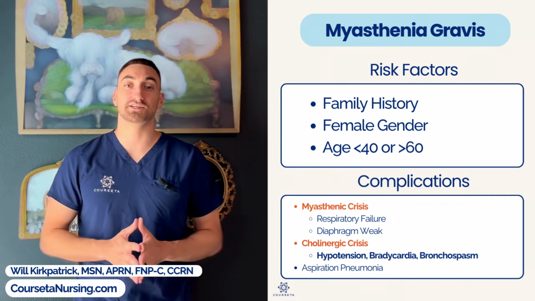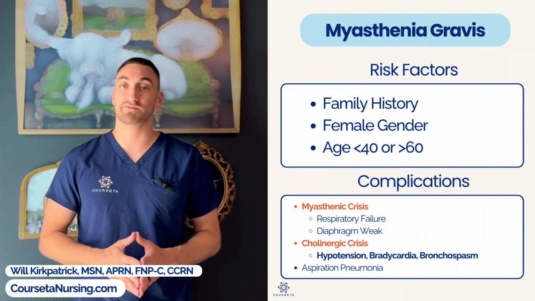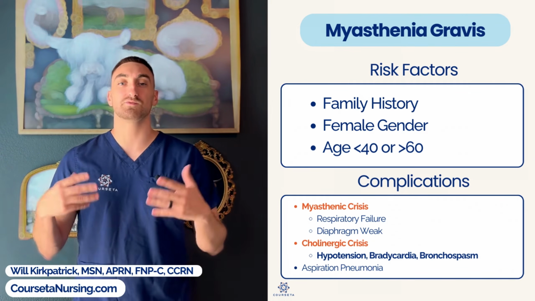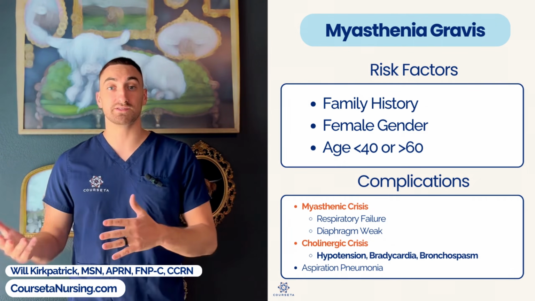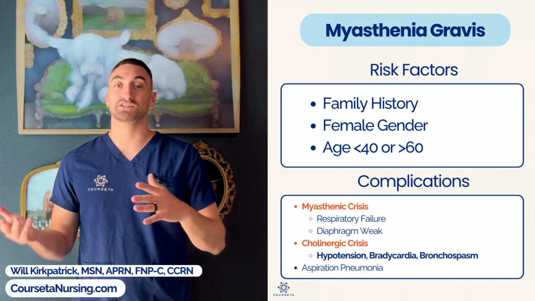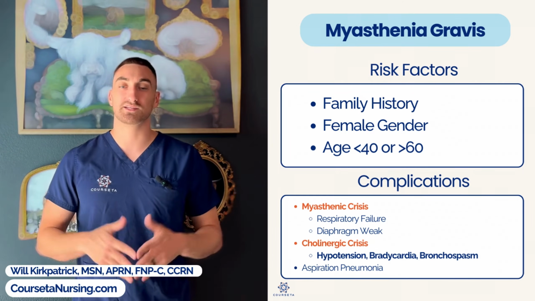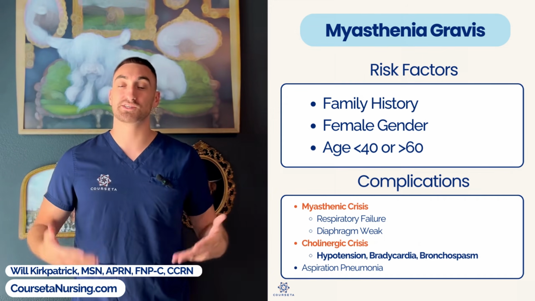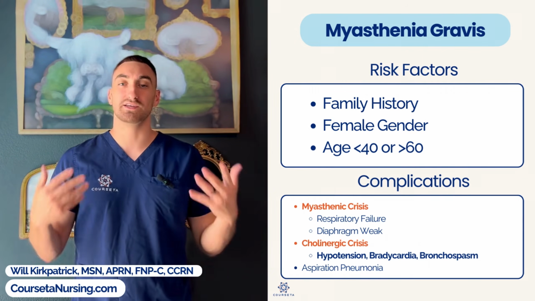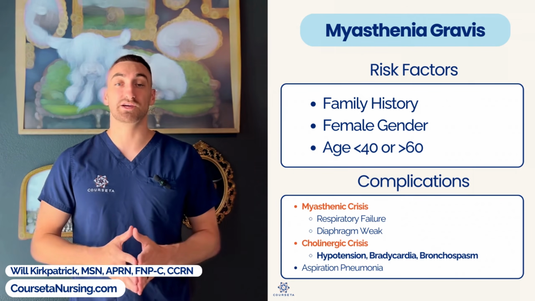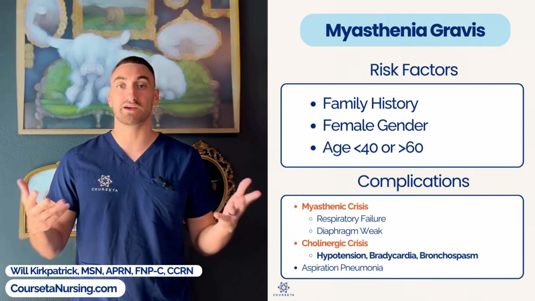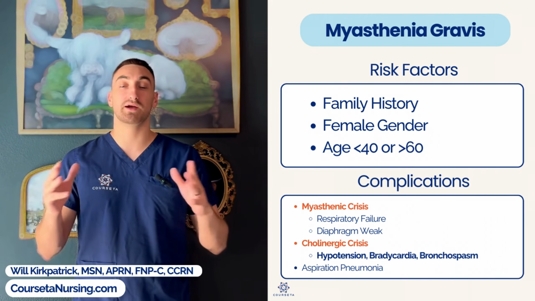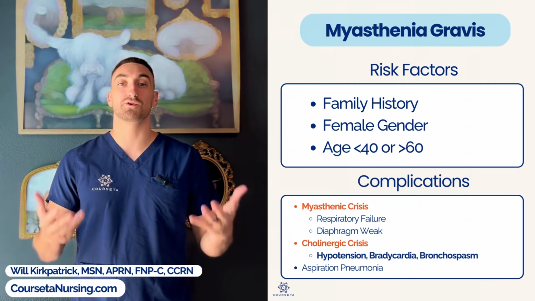Now, the complications are something that NCLEX and the nursing exams love to ask about. They want you to know about myasthenic crisis. This is one of those complications of myasthenia gravis. Don't overcomplicate it. The major indication of a myasthenic crisis is pretty much just respiratory failure. That weakness or paralysis has reached the diaphragm and it's causing deoxygenation and decreased ventilation, so respiratory failure, because the diaphragm is weak.